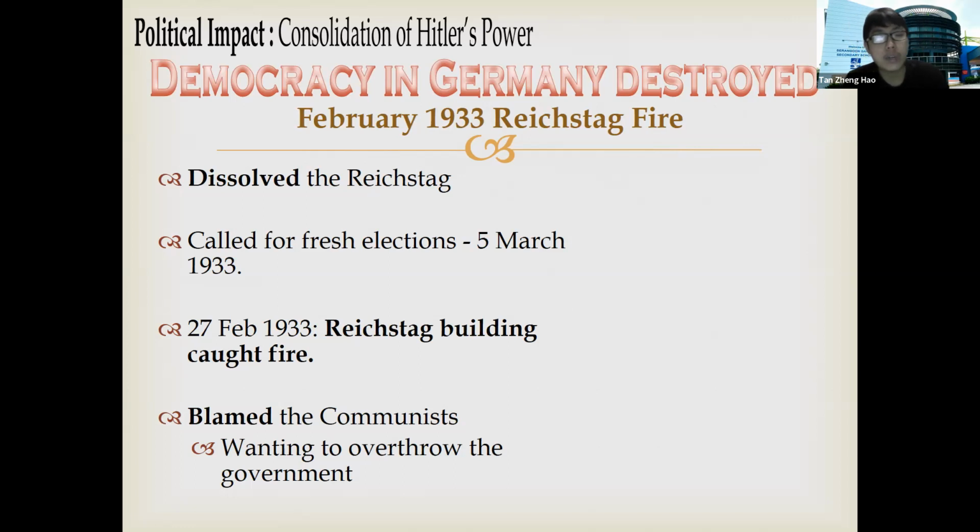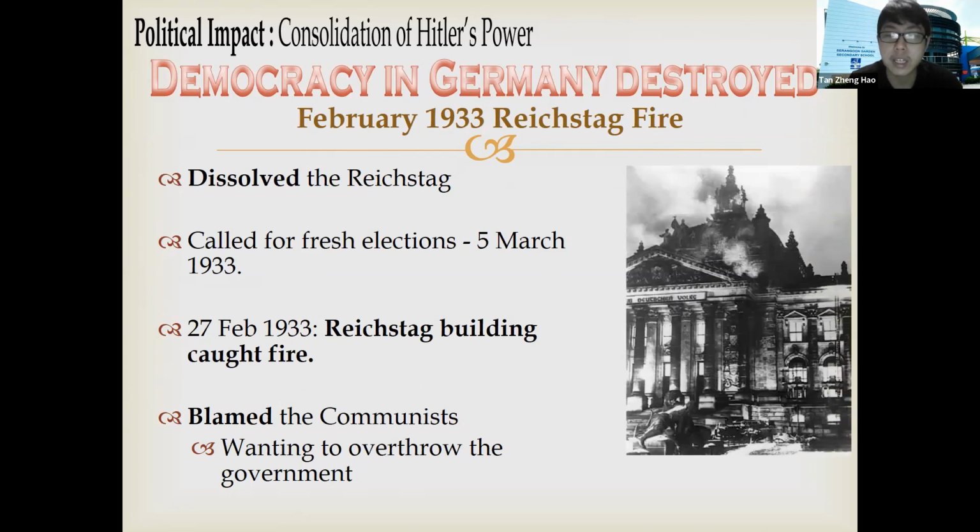He called for new elections. But before the elections could take place, suddenly the Reichstag building, the parliament building, caught fire, and Hitler decided to blame it on his political rivals, the communists. So he accused the communists of trying to overthrow the government by force. So what happens after he accused them of this?